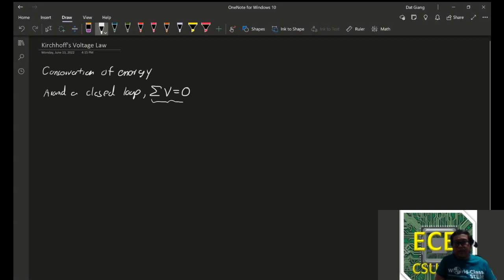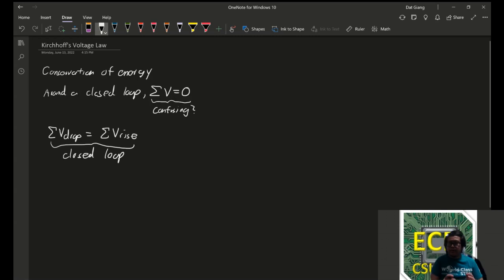However, I want to point out that this may be misleading, or rather confusing. So instead of saying this, we can generally write explicitly that the sum of all voltages dropped is equal to the sum of all voltage rises around a singular closed loop. And from here, this gives us a much better idea of what Kirchhoff's voltage law is really about.